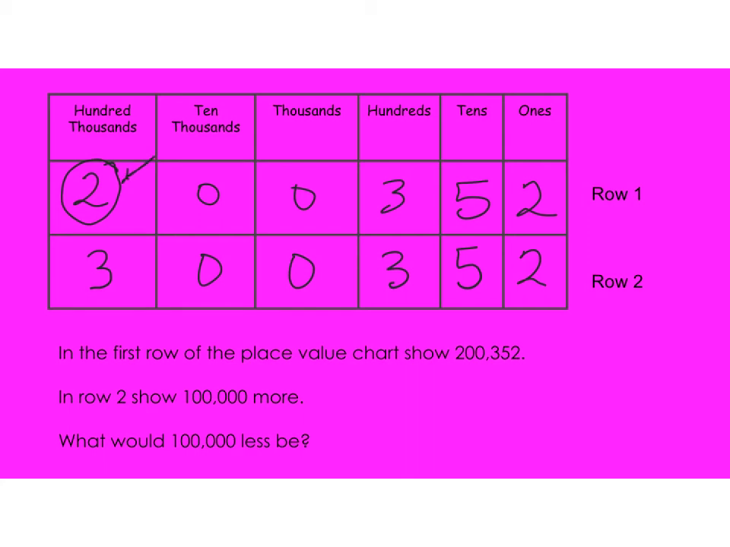So now, what would be 1,000 less? So if we look at the 2, we're just going to change that to a 1 and then go ahead and put in the rest of the digits that we see there. Okay, let's go to the next slide.